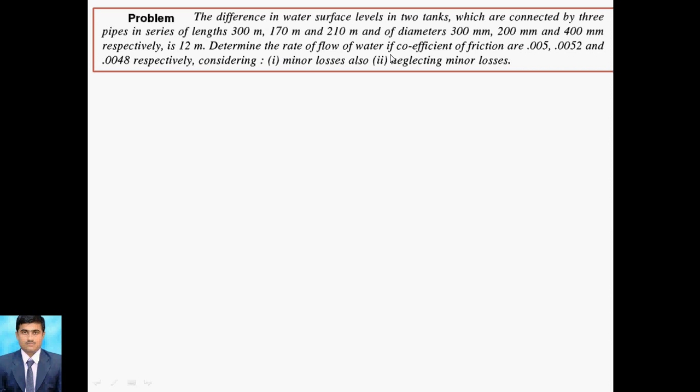Determine the rate of flow of water if the coefficients of friction are 0.005, 0.0052 and 0.0048 respectively. Here we consider the minor losses also. Considering minor losses means we consider both major and minor losses, and neglecting minor losses means only major losses are there. So this is the difference.